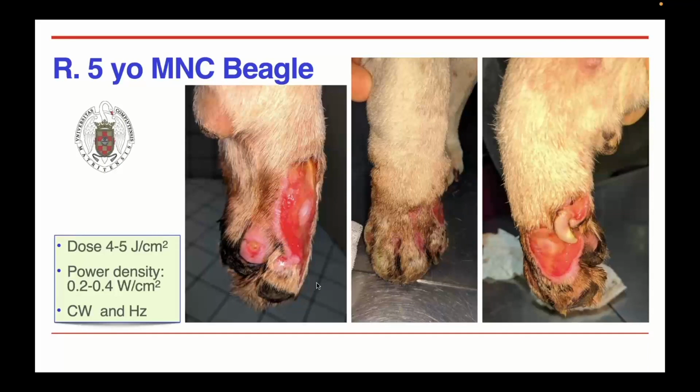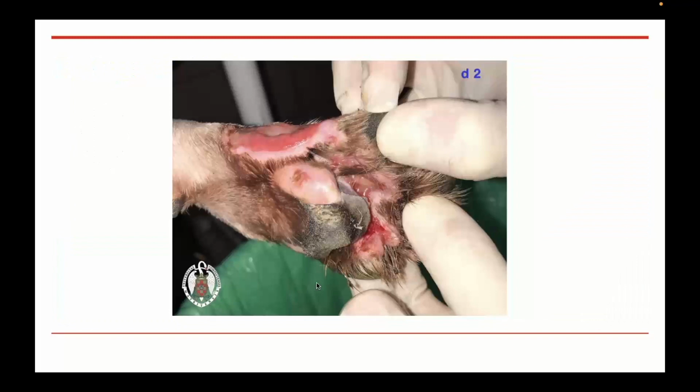In this case, the patient had been hit by a car some weeks ago, and as a consequence, he developed radial neuropathy and wounds from dragging and chewing on the limb. And because these wounds were not protected, they got worse and worse. There was a lot of inflammation and edema in the distal limb. These pictures are from the first day we met and started treating this dog.